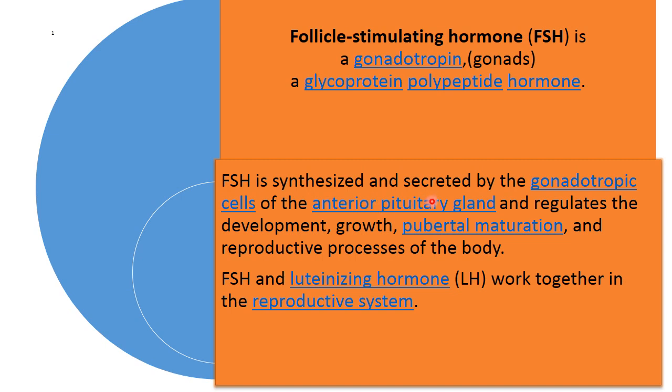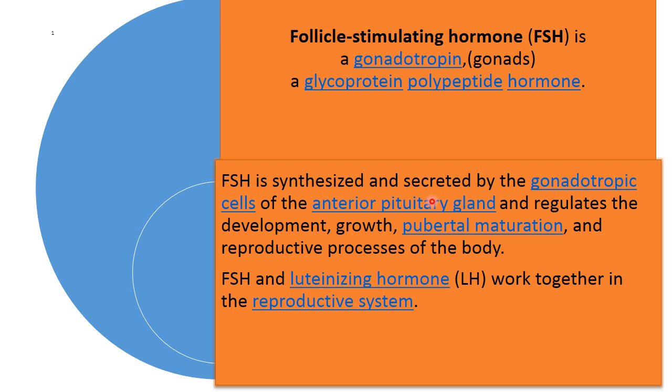We have discussed in the previous lecture that the pituitary gland is the master gland of the body, and this hormone is released by the anterior pituitary gland. The pituitary gland has two parts, anterior pituitary and posterior pituitary. The anterior pituitary gland produces the tropic hormones. Follicle stimulating hormone is an example of a tropic hormone. Tropic hormones are those hormones that act on other glands and stimulate them. So it is a tropic hormone, a gonadotropic hormone.